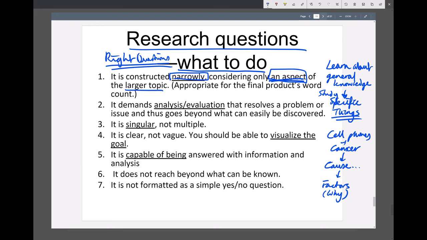Next, you want to ask a why question that lets you analyze and evaluate information that solves a problem. So the what question could talk about your issue, which is a problem, but your why would be your solution or at least the analysis. So again, go beyond a summary, more than summary. Argue. It's one question only.